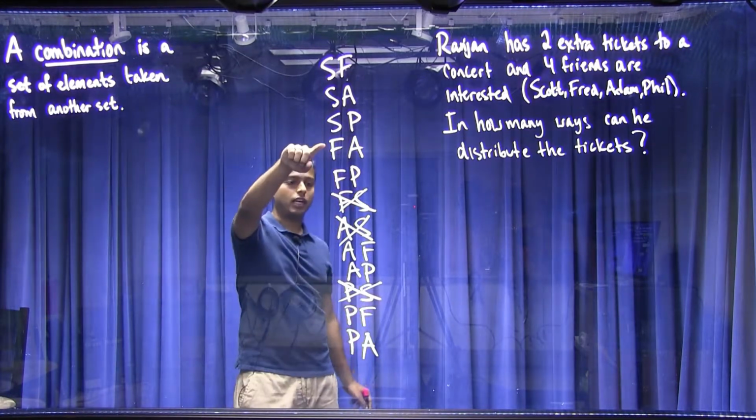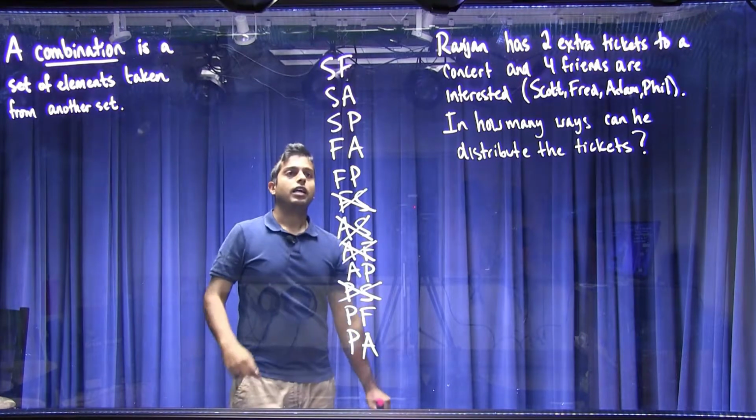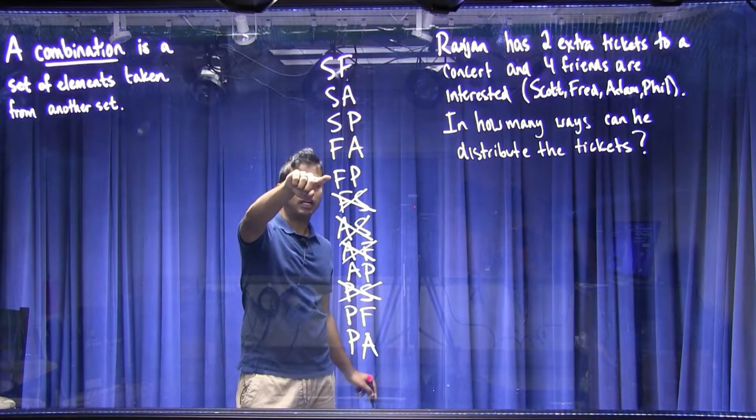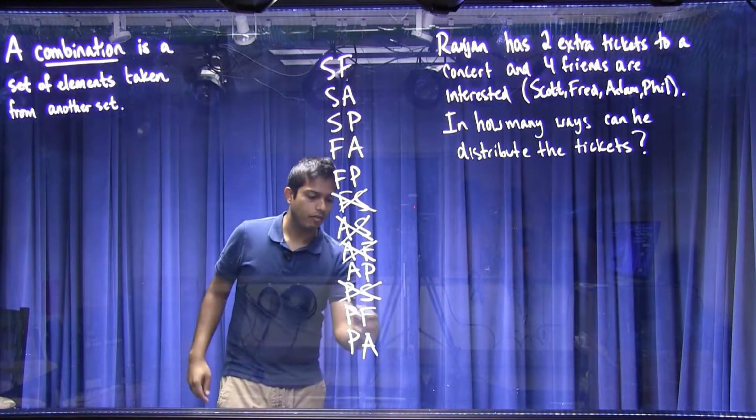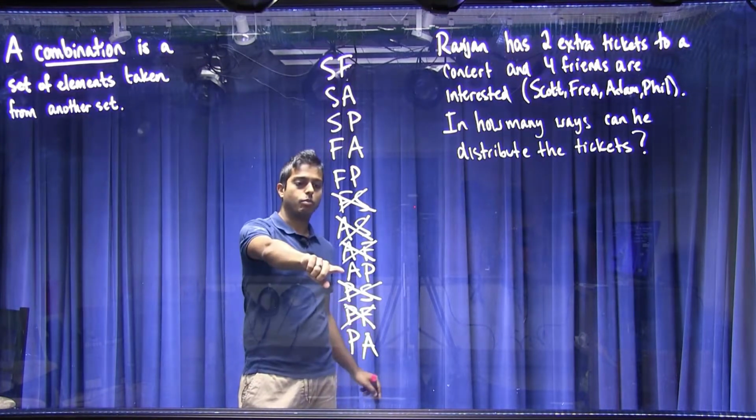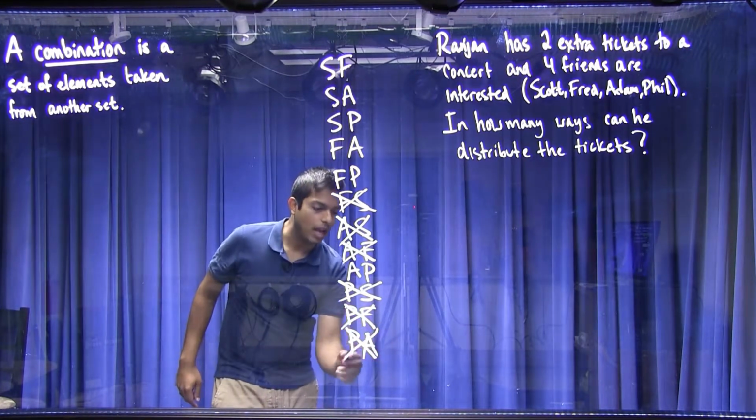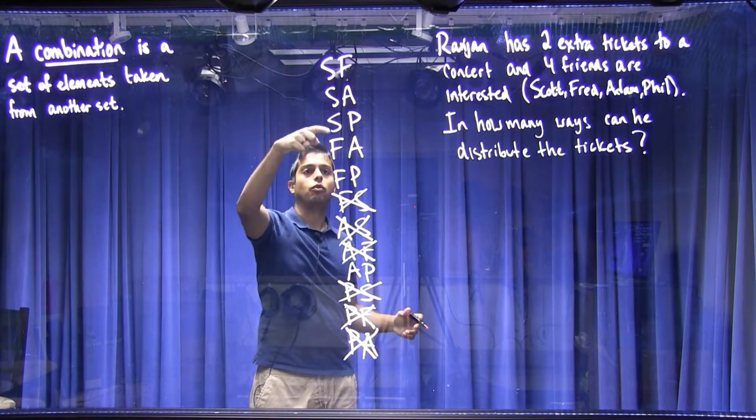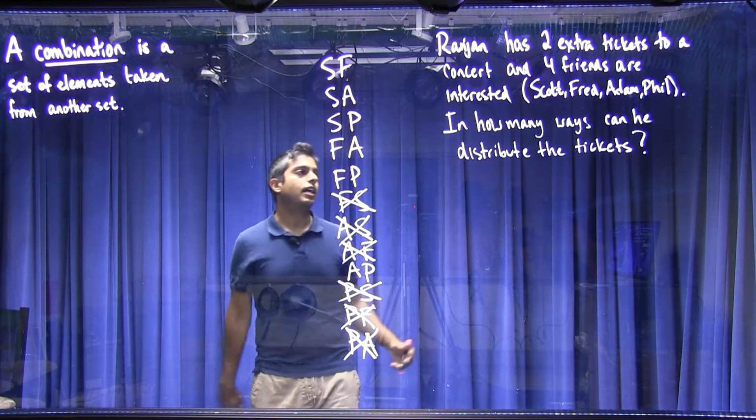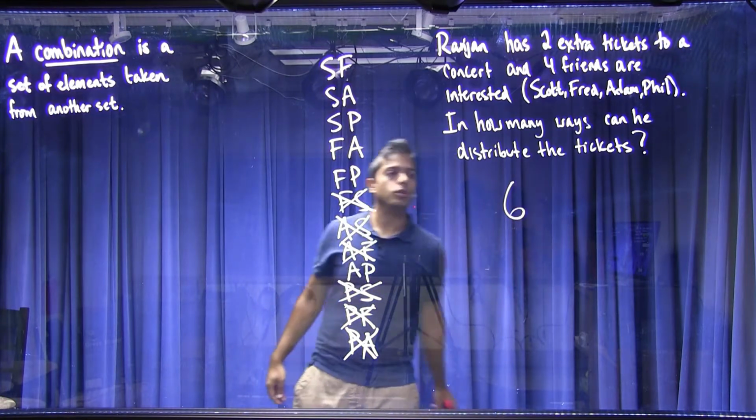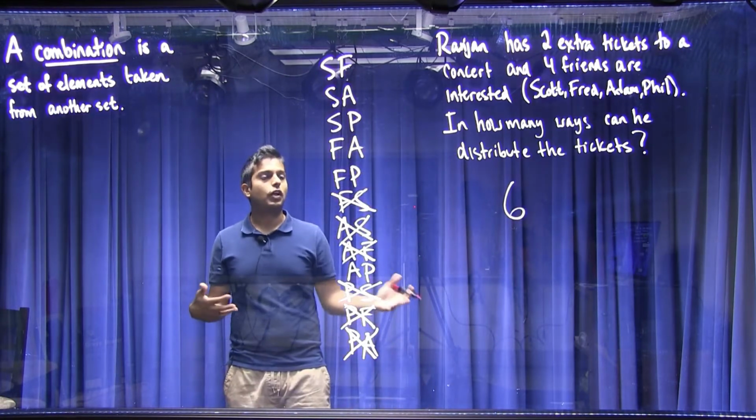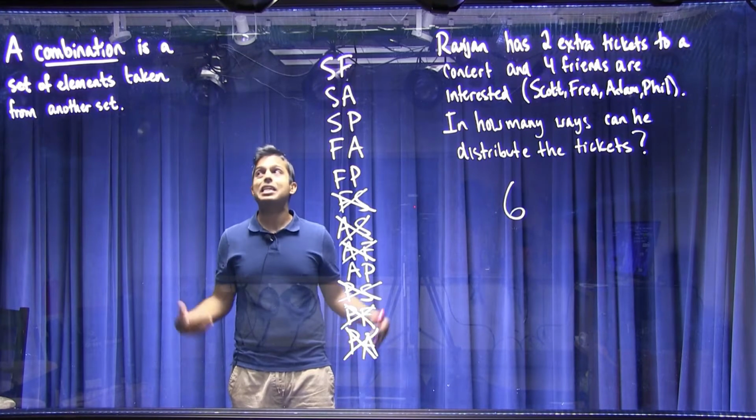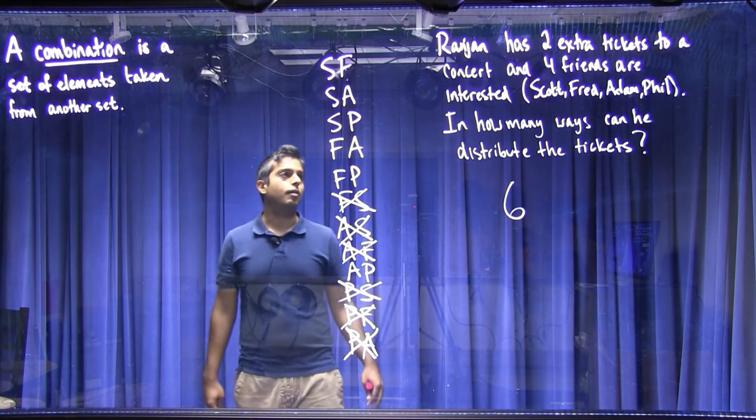Similarly, if I have F and A, I don't need A and F. If I have F and P, I don't need P and F. And finally, if I have A and P, I don't need P and A. So now we can count the ones that we didn't cross out. 1, 2, 3, 4, 5, 6. And so there are 6 ways to distribute these tickets. So we figured out how many combinations there are in this scenario.